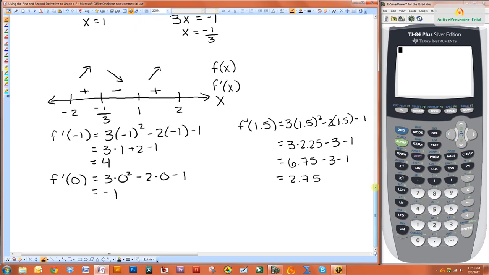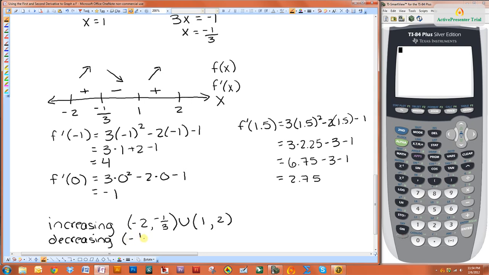Okay, so it is increasing on the intervals negative 2 to negative 1/3 and 1 to 2, so we represent that by using a union. Okay, and it's decreasing on the interval negative 1/3 to 1.